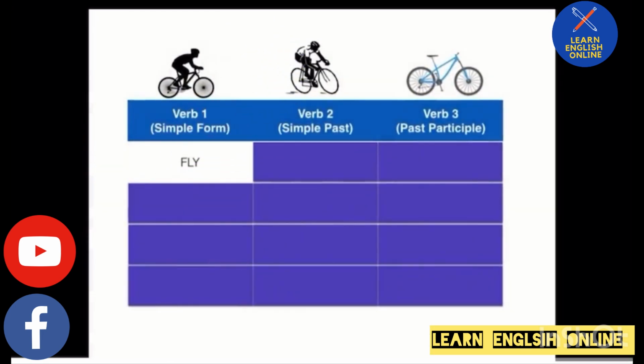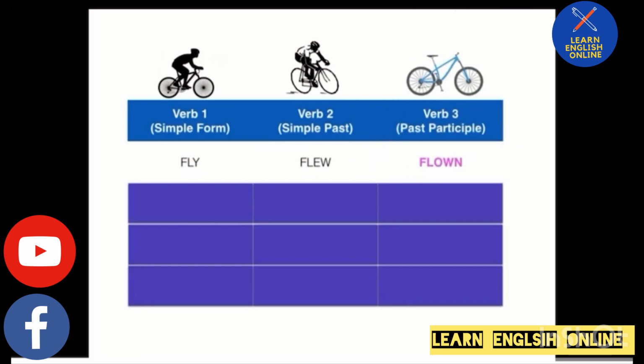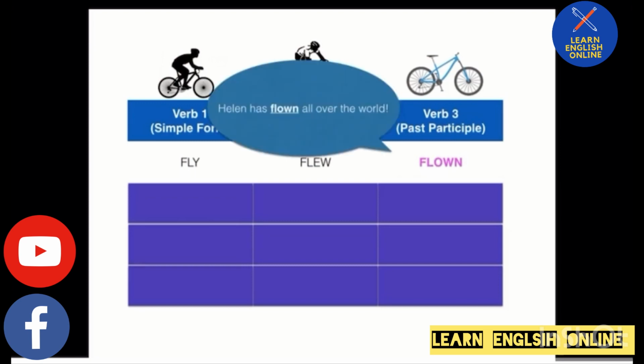The verb fly is an example of a verb in its simple form. For example, when I have to go to another country, I fly in an airplane. What about the simple past? Do you know what form that is? That's right, it's flew. Yesterday, a bird flew into my window. And the past participle is flown. Remember my friend Helen? She has flown all over the world.